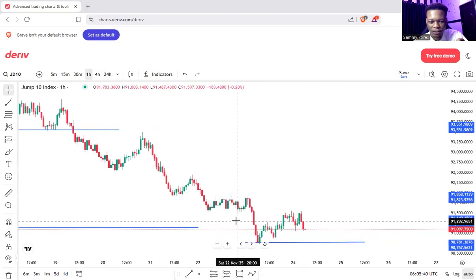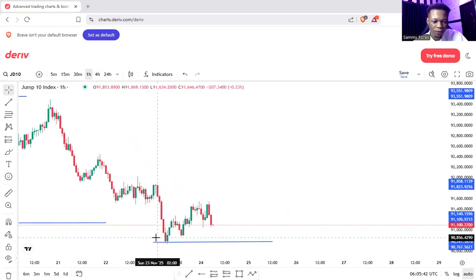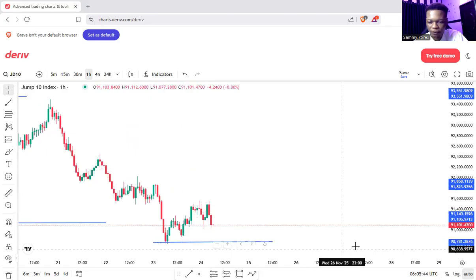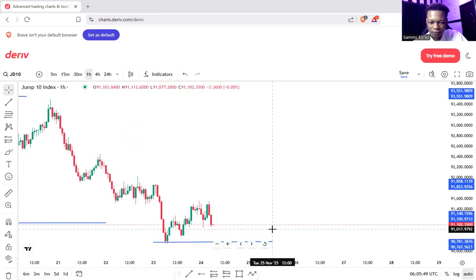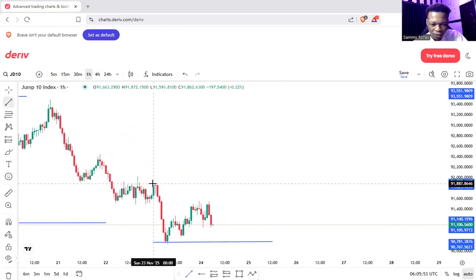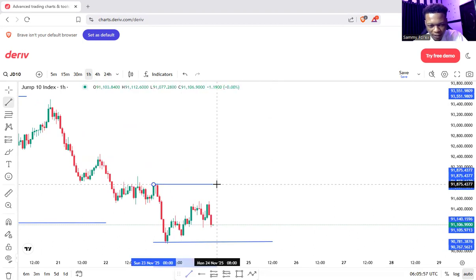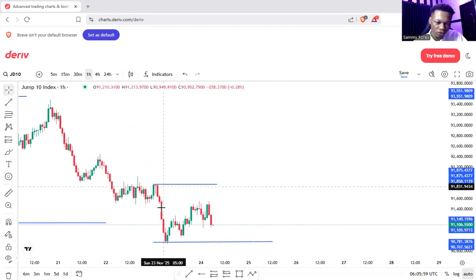Price started swinging to the downside, and this is now the lowest point price came all the way to on your 1 hour time frame, which is 9767. That's the lowest point price came all the way to. And this is the high that actually caused that impulsive swing to the downside. Look at it here, this is the high that actually caused this impulsive swing to the downside.